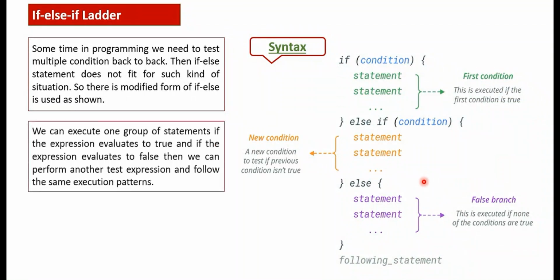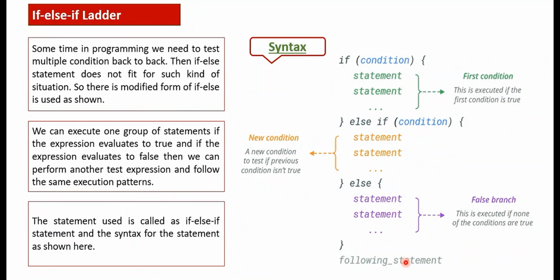We can execute one group of statements if the expression evaluates to true, and if the expression evaluates to false, then we can perform another test expression and follow the same execution pattern. This is called the if else if statement, and the syntax is as we have discussed here. Now if you see, the if else if ladder and the switch case statement are both equivalent, which means we can use both of them to implement a similar scenario. So what is the difference between switch versus if else ladder?